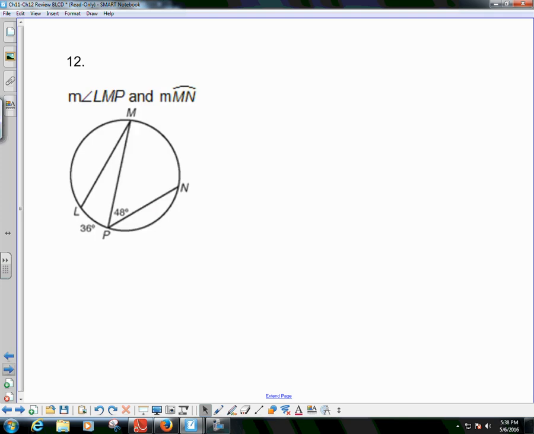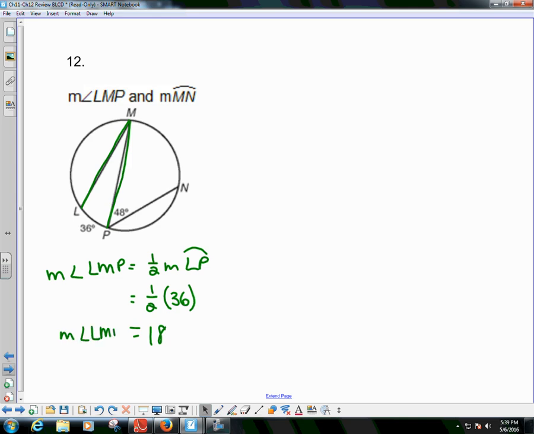We need to find the measure of angle LMP. So this is an inscribed angle. When I have an inscribed angle, I know that it is 1/2 its subtended arc. So the measure of angle LMP is 1/2 the measure of arc LP. Well, I know that arc LP has a measure of 36, so that means 36 times 1/2 is 18. The measure of angle LMP is 18 degrees.